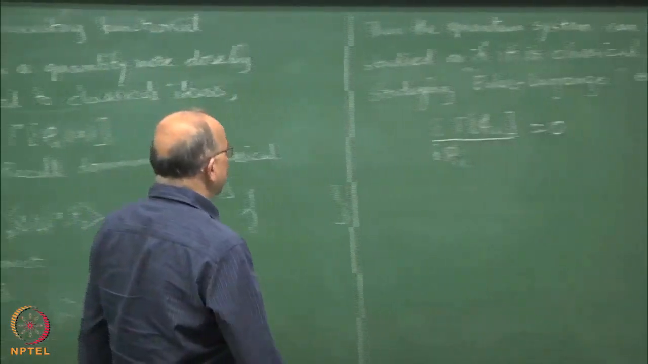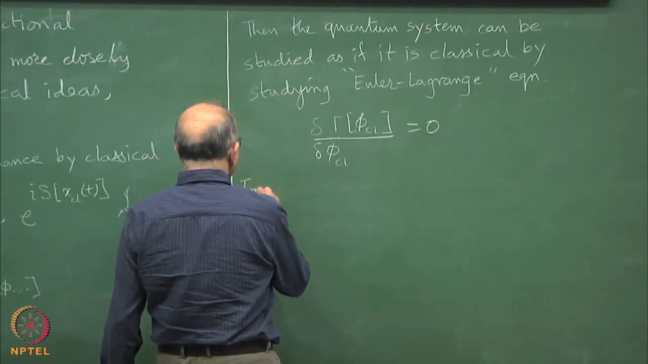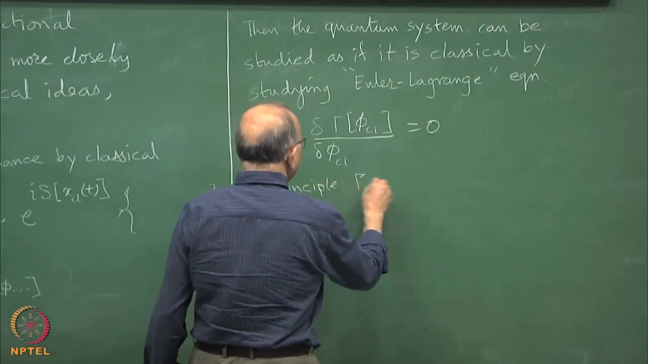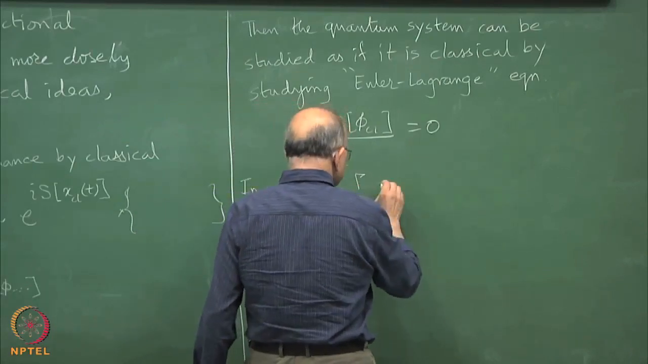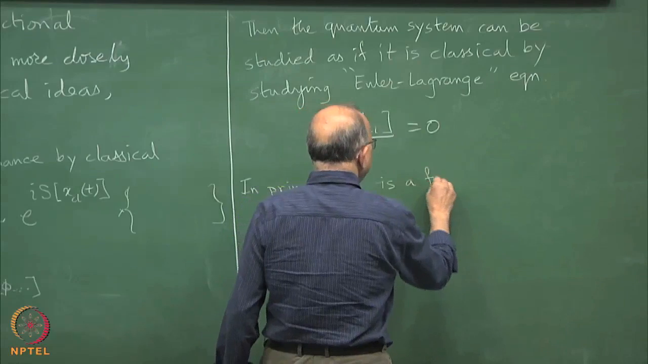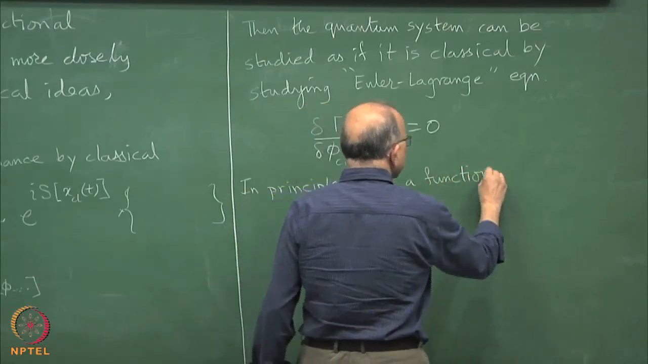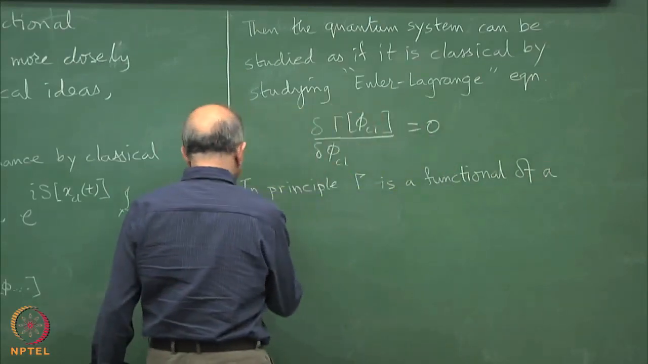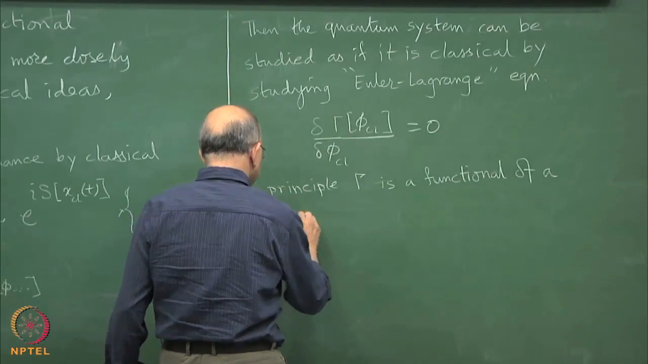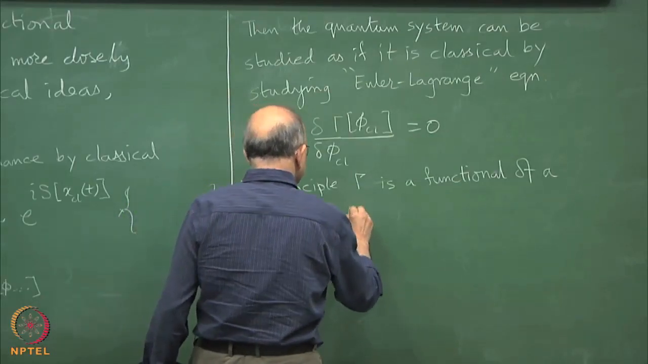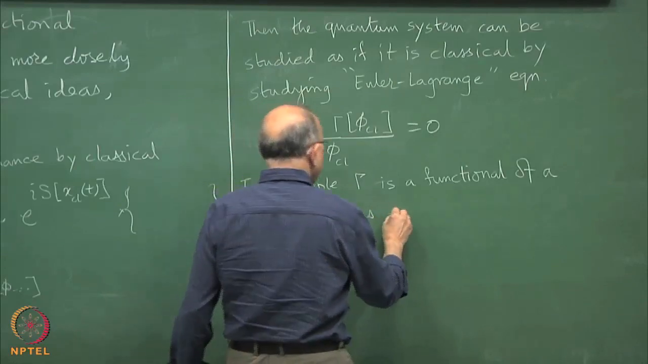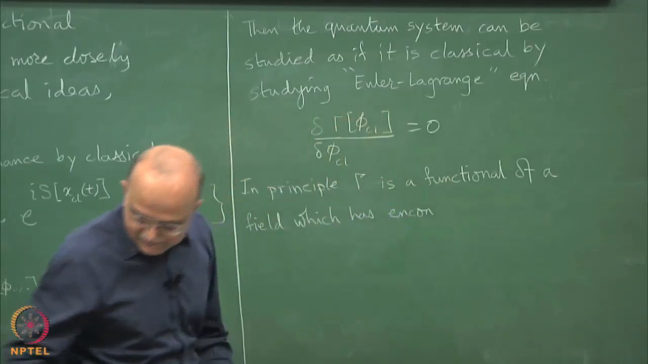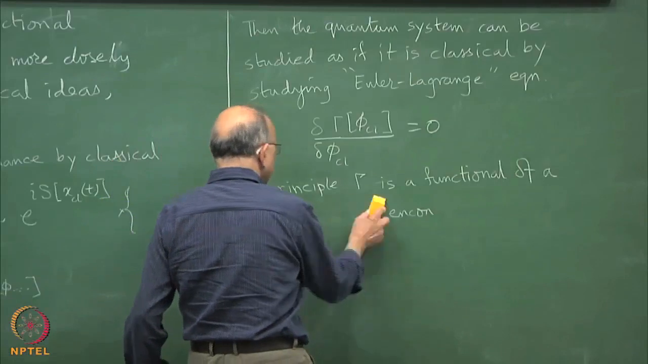So finally we will find that in principle gamma is a functional of a field which has encoded all the quantum effects. Actually phi is only a variable, so I do not know why we should say that phi encodes anything, it is just an argument of the functional.